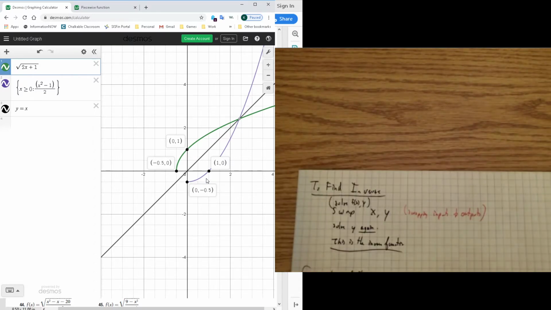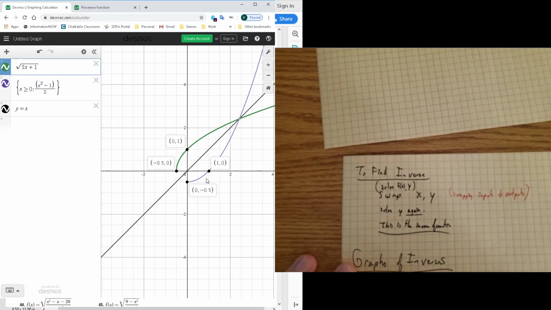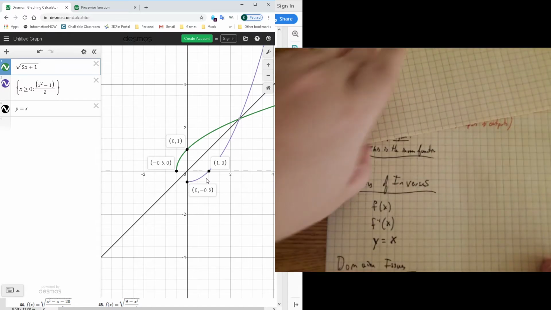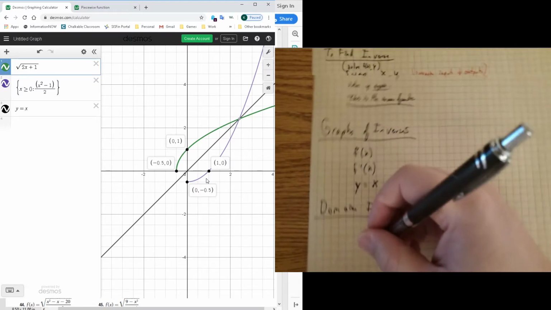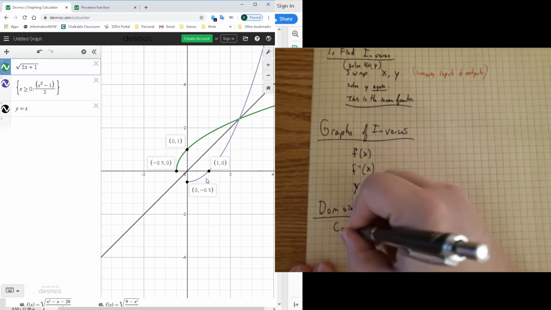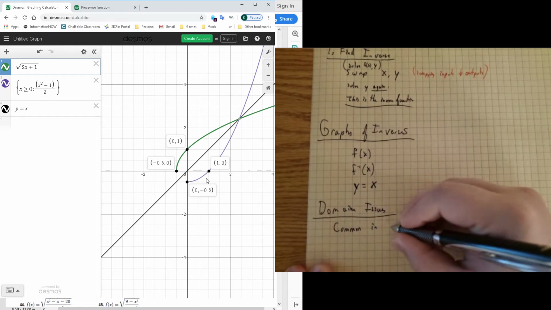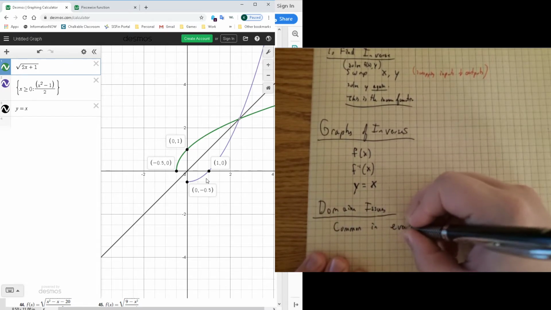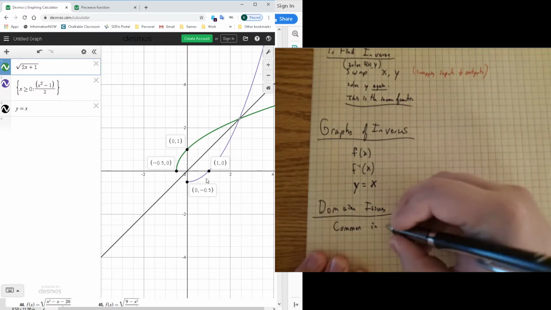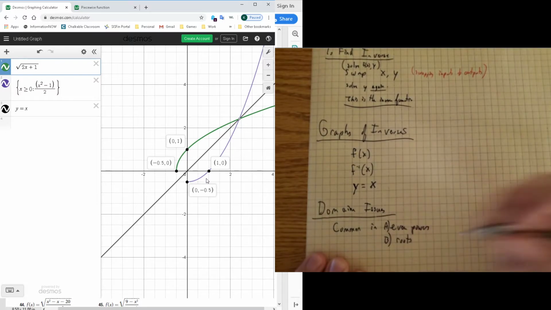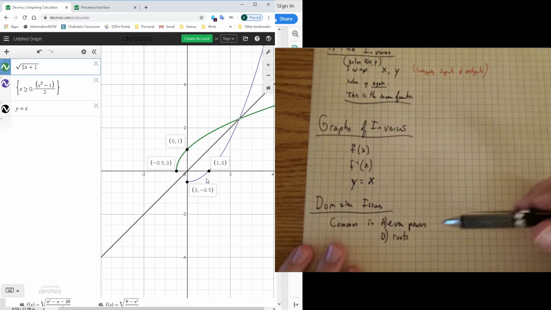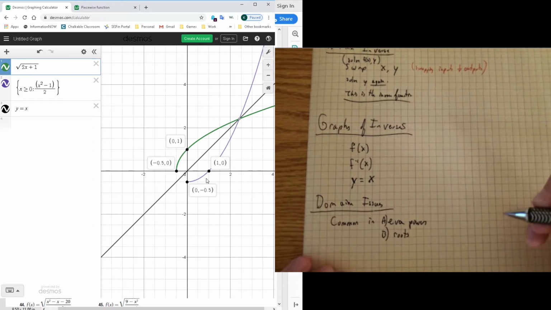Okay. So, last piece we have today is domain issues. These are common in two situations: these are common with even powers and roots. You have to be very careful with both of these because there's a good chance it's going to have a domain issue. So how do we do it?